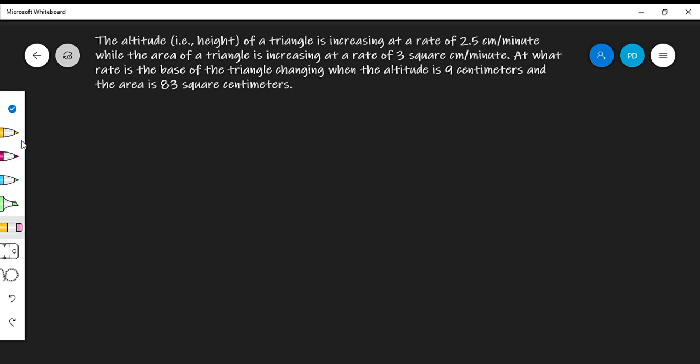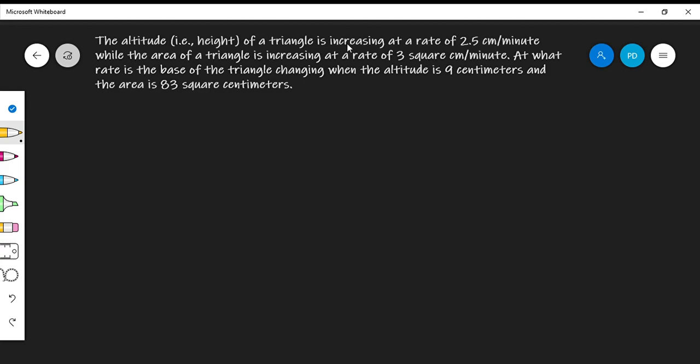Alrighty, howdy. So we are looking at a related rates problem. This is from WebWork. The altitude, or the height, of a triangle is increasing at a rate of 2.5 centimeters per minute, while the area of a triangle is increasing at a rate of 3 square centimeters per minute. At what rate is the base of the triangle changing when the altitude is 9 centimeters and the area is 83 square centimeters?